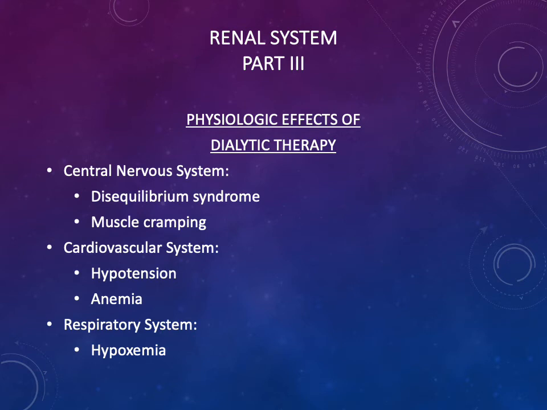Just a couple other things we're going to talk about. Disequilibrium syndrome: the fluid follows the sodium into the brain. Reduced plasma volume may result in hypotension. Contributing factors are a decreased sympathetic response. And in these patients, make sure you're treating anemia if the hematocrit is less than 20.